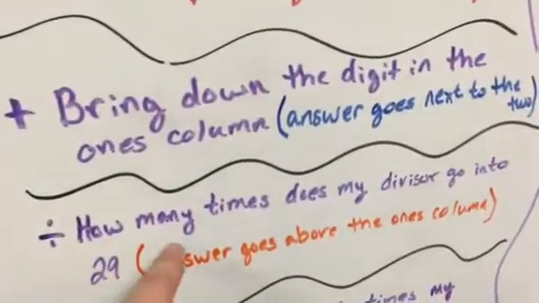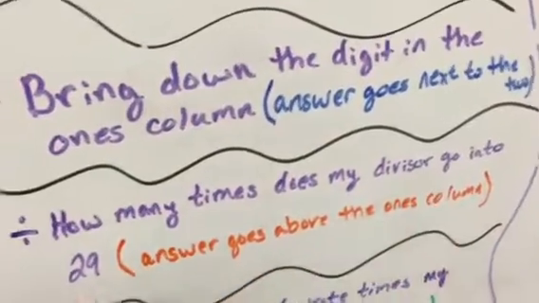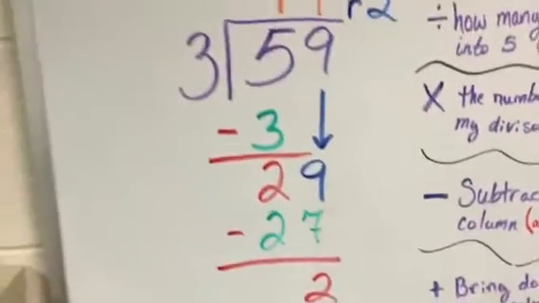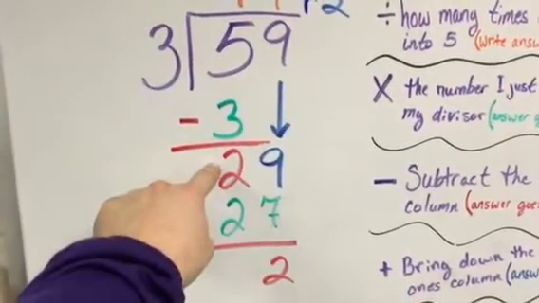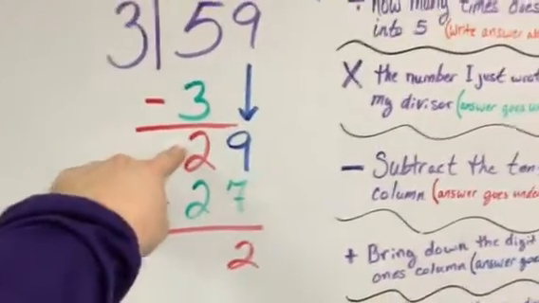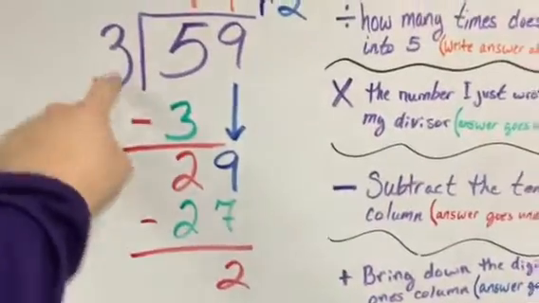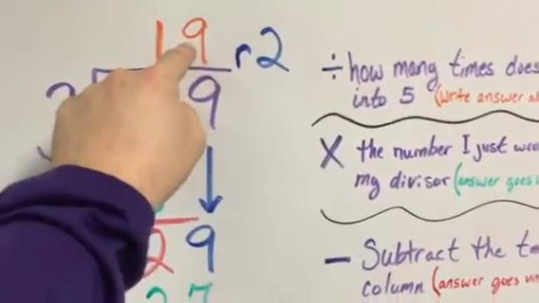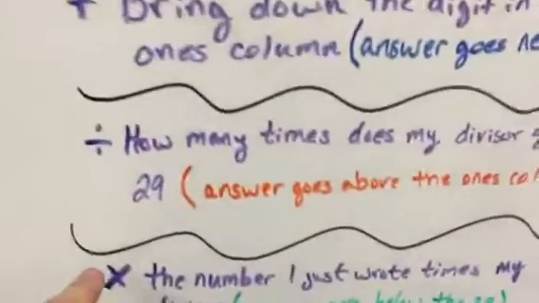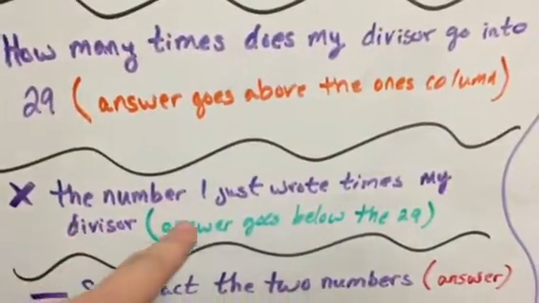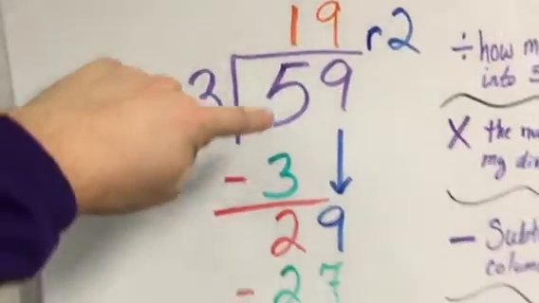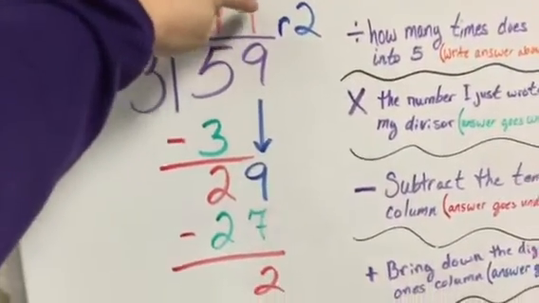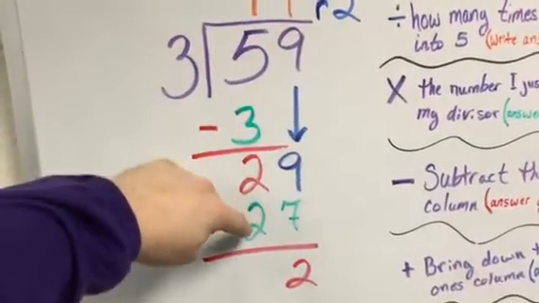How many times does my divisor go into 29? And where I get that from is, here's my divisor. How many times does 3 go into 29? And I came up with 3 goes into 29 9 times. Then I go to multiplication. It's the number I just wrote times my divisor. So just like before I did 1 times 3 is 3, now I'm going to do 9 times 3 is 27.